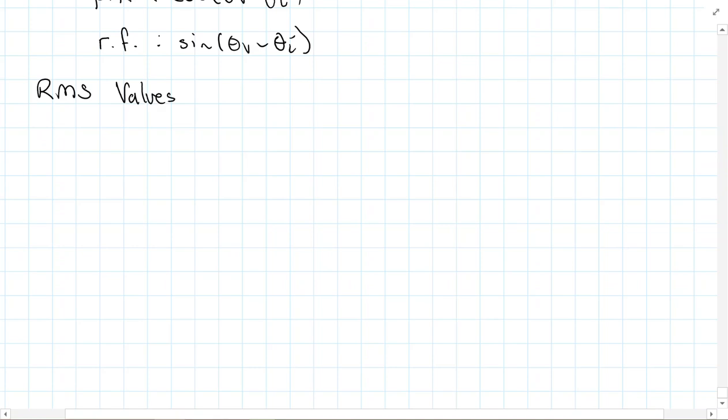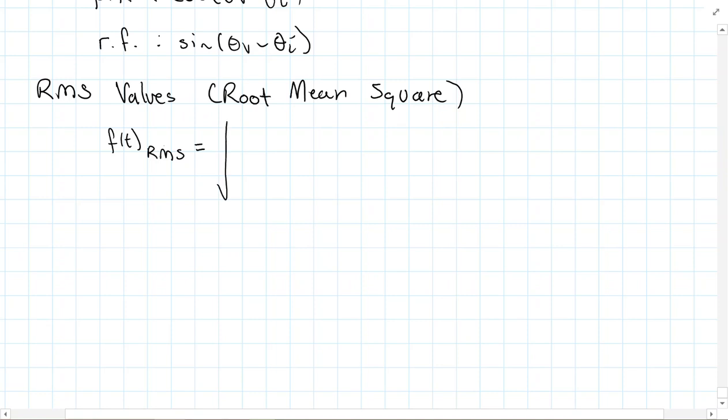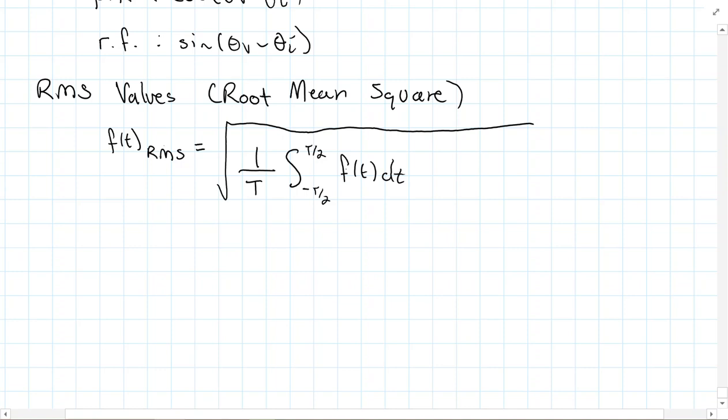Now RMS stands for root mean square. To actually get the RMS value of something, if you have some function, let's just say f of t, the RMS would simply be equal to a square root of a mean, so that's an average. Since we're dealing with periodic signals here, that would be 1 over T times the integral from minus T over 2 to T over 2 of f of t dt, except I'm supposed to square that term.